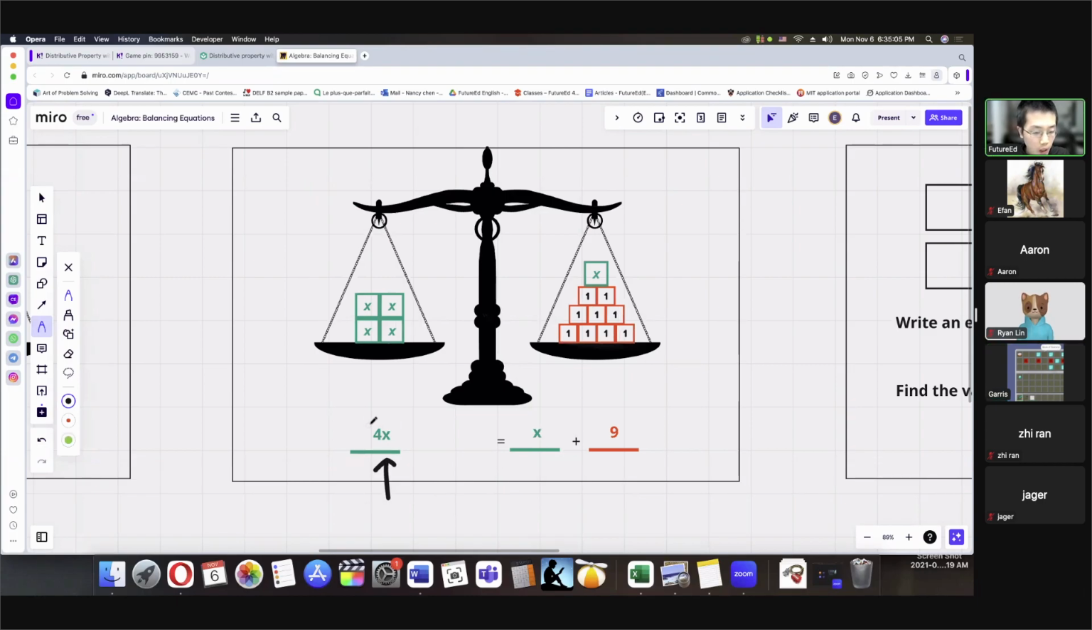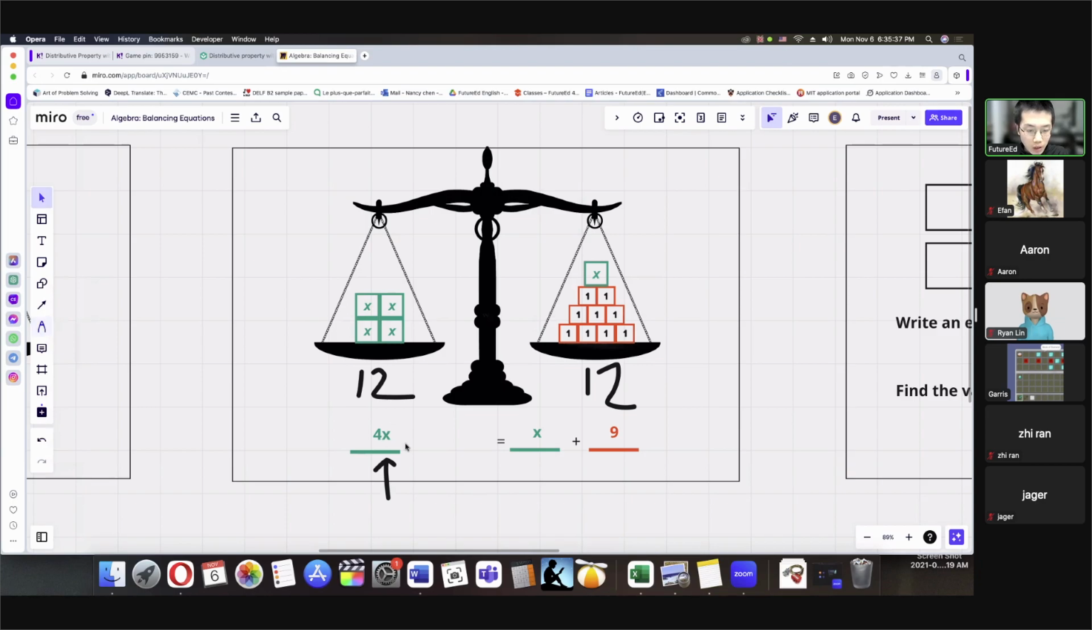So first check the left side. What is 4 times 3? 4 times 3 is 12. And what is 3 plus 9? 3 plus 9 is 12. So 12 balances 12, and this balance is fair. It's balanced. It's living up to its name.